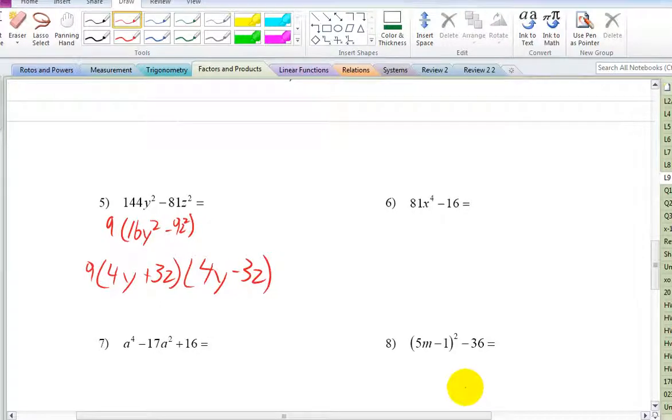Number 6, go ahead, do 6 now. This one you've got to factor until you can factor no more. So you should be able to factor your factors. Go.